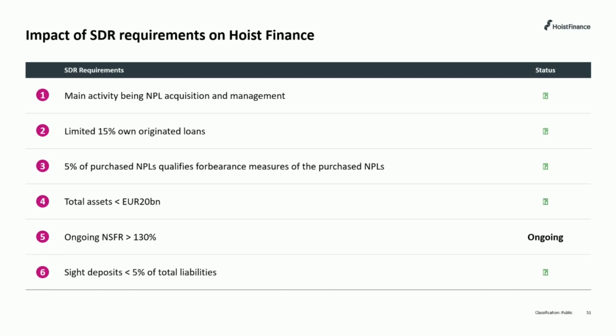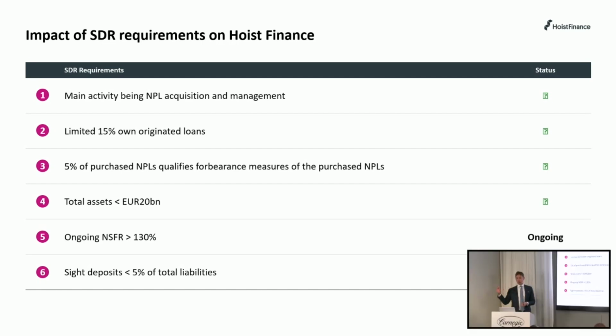And then for the same reason, they put a 15% cap on own originated loans. So these specialized banks are not supposed to lend money to the public or to companies to any larger extent. So when we become an SDR, we can, of the total assets, have 15% of own lending to private persons to refinance NPLs, or to co-investment partners. We can finance those to a certain degree, but it's limited to 15%. And then 5% purchased NPLs qualifies for forbearance measures.